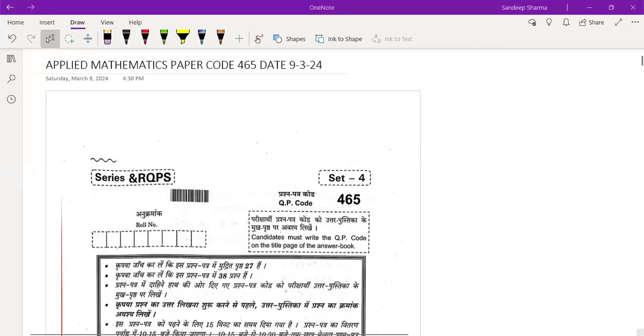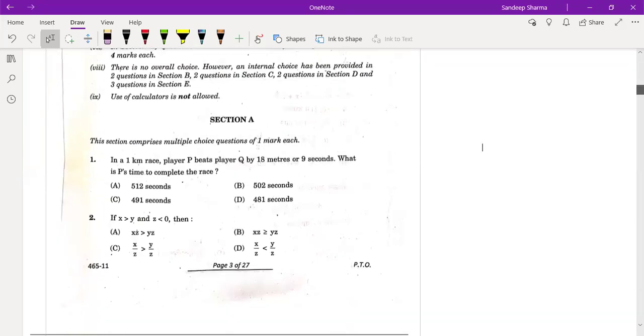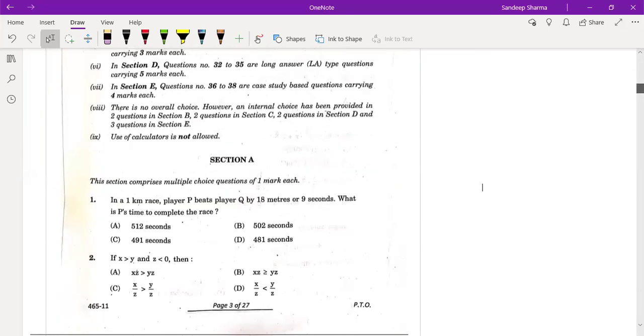Hello everyone. In today's session, we are going to discuss applied mathematics, paper code 465, which was conducted today, that is on 9th March 2024. It's MCQ questions we are going to discuss.